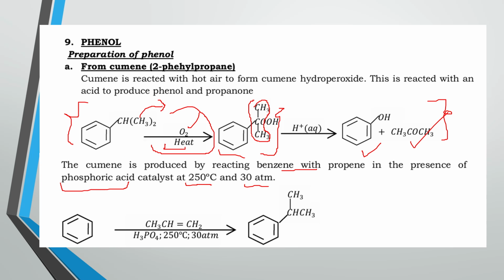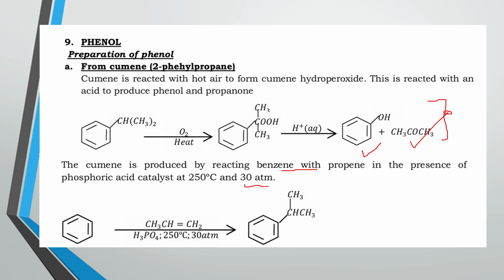Now notice that we can get this compound, the cumene, simply by using a halogen carrier together with a haloalkane, which is the previous lesson we had about organic synthesis. But we can also use phosphoric acid, but whenever you're using phosphoric acid, you make sure that the conditions of temperature and pressure are always specified.